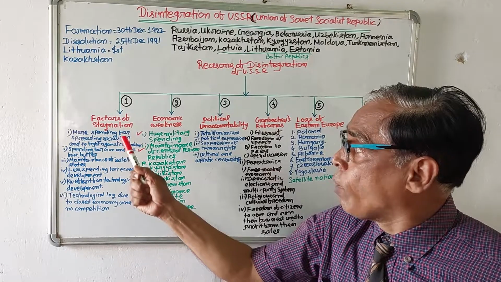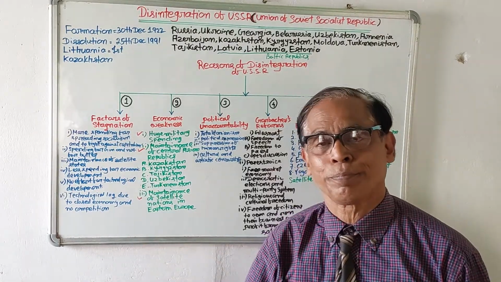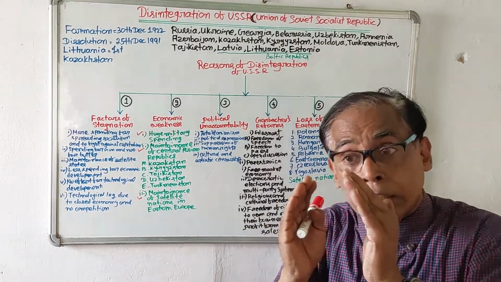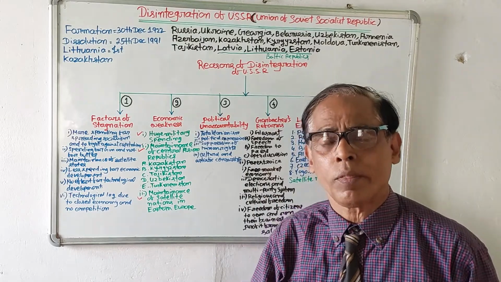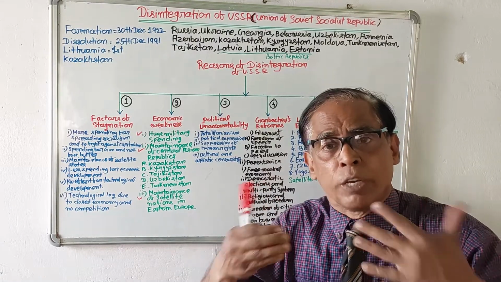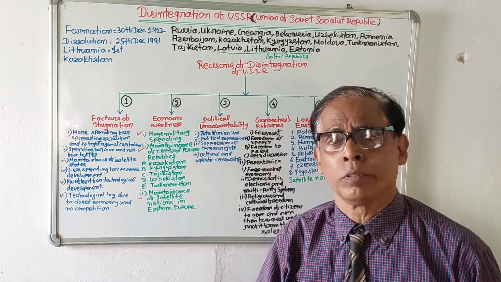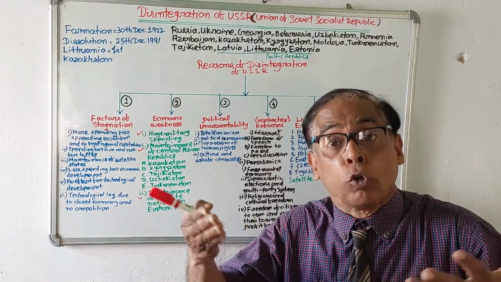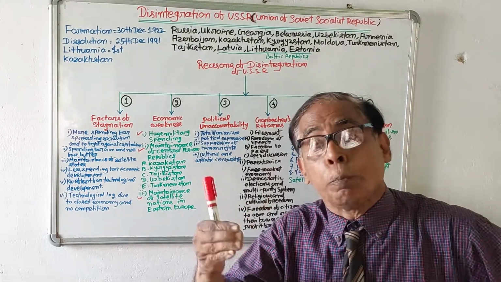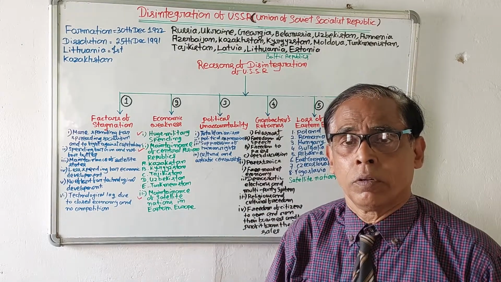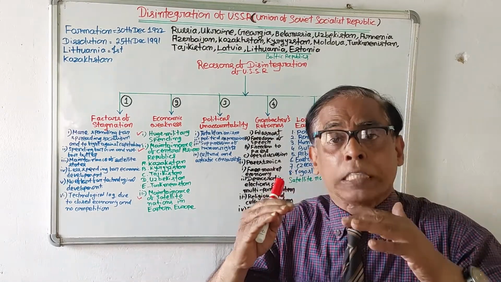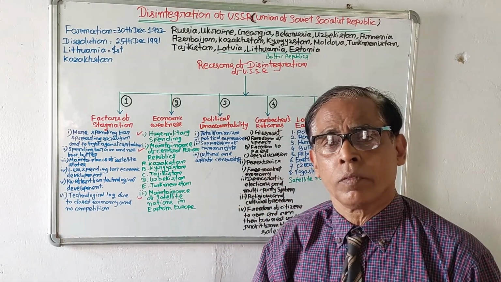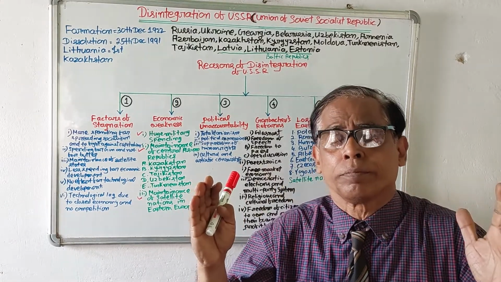The first important reason was factors of stagnation. After 1970, there was economic stagnation in USSR. The standard of living of people became poor. There was rise of unemployment. There was slow economic growth, less than 2% per annum. The condition of people became precarious. There was scarcity of consumer goods. So there was economic stagnation.